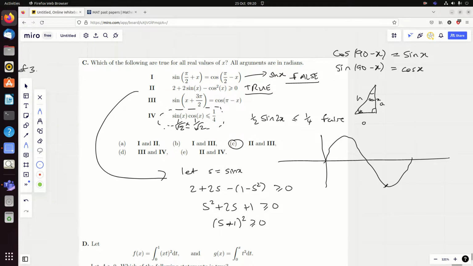Okay, that moves the graph back 3 pi over 2, doesn't it? Because this occurs at 3 pi over 2. Basically, the sine graph's going to move back to here, and so you're going to get what looks like a sort of upside down cos graph.